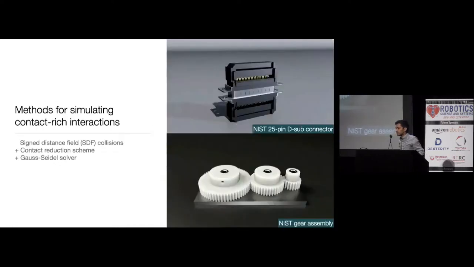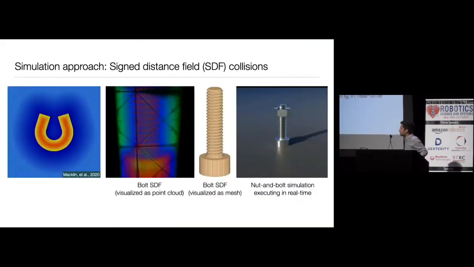I'll now discuss our methods for simulating contact-rich interactions. We synthesized signed distance field collisions, a contact reduction scheme, and a Gauss-Seidel solver to achieve our results. Rather than representing objects as convexes or meshes exclusively, we also represent them as signed distance fields. We compute the SDF for an object on a dense voxel grid and collide the mesh of an opposing object against this SDF. A canonical problem in contact simulation is simulating a nut and bolt assembly. And using SDF collisions, we were finally able to do this in real time.